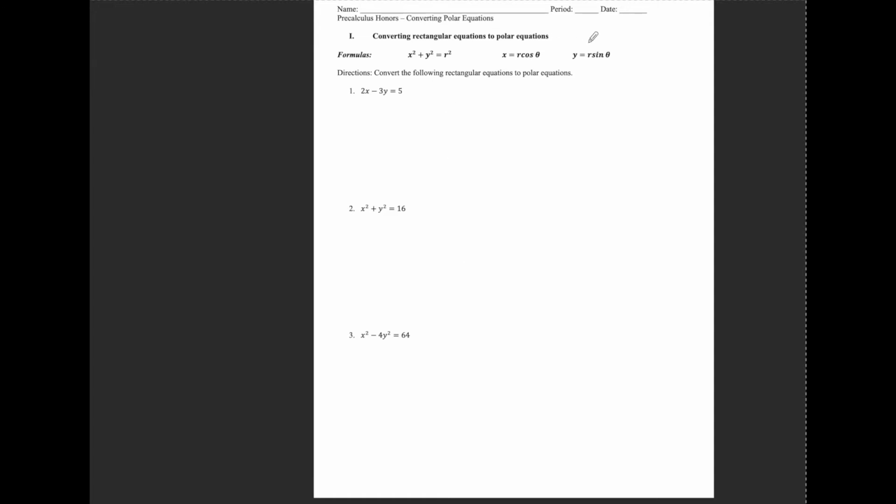Now, these formulas up here are going to be helpful in getting rid of x and y and getting those r's and thetas into the equations. The first one I have here is x squared plus y squared is equal to r squared. And then I have x equals r cosine theta and y equals r sine theta.